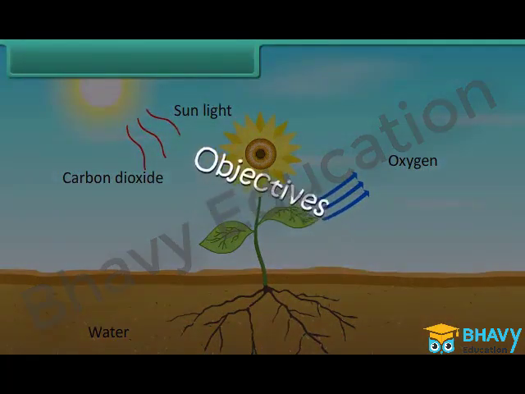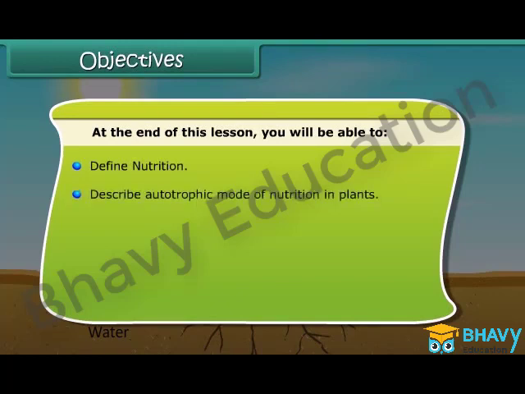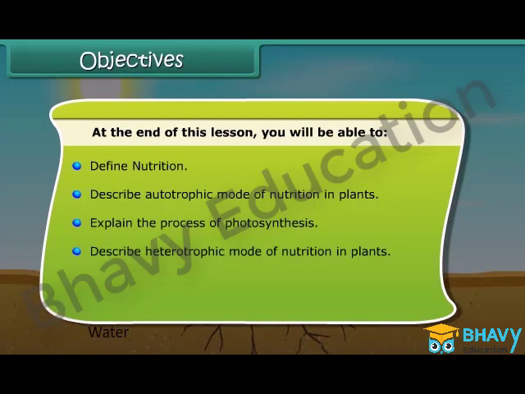Objectives. At the end of this lesson, you'll be able to define nutrition, describe autotrophic mode of nutrition in plants, explain the process of photosynthesis, describe heterotrophic mode of nutrition in plants, explain the different types of heterotrophic mode of nutrition.